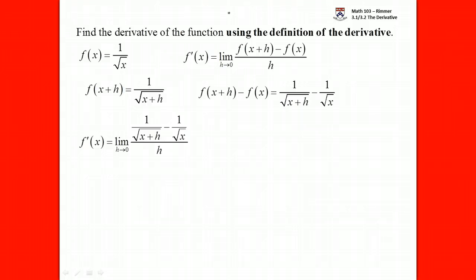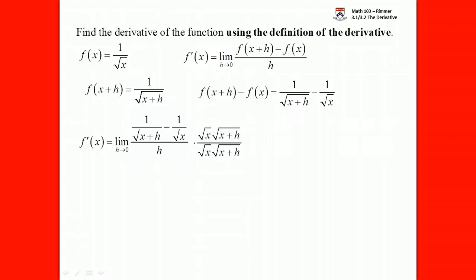So here's what we're going to do. First step, we're going to multiply both numerator and denominator by that product so that we can clear out the fractions. So root of x times root of x plus h, both numerator and denominator. We're not changing it since we did it to both the numerator and denominator.